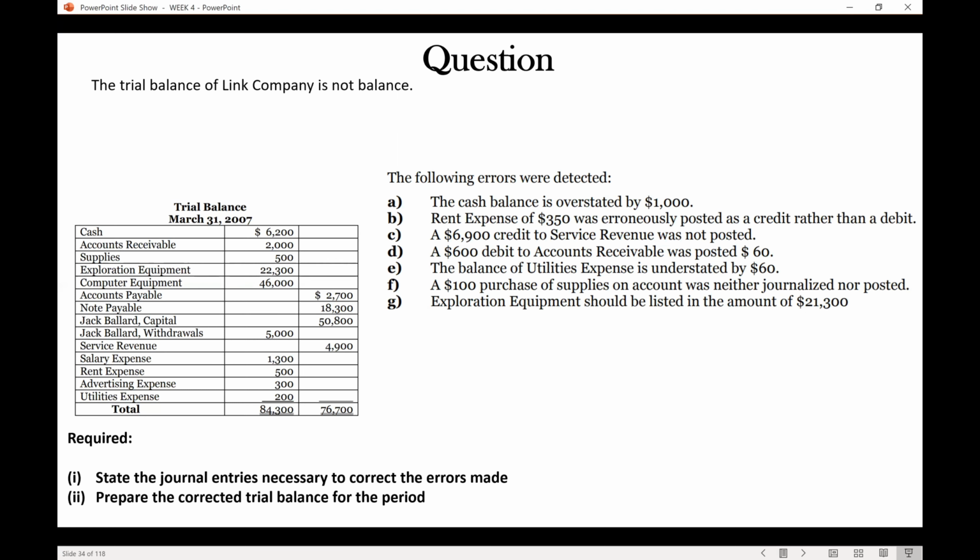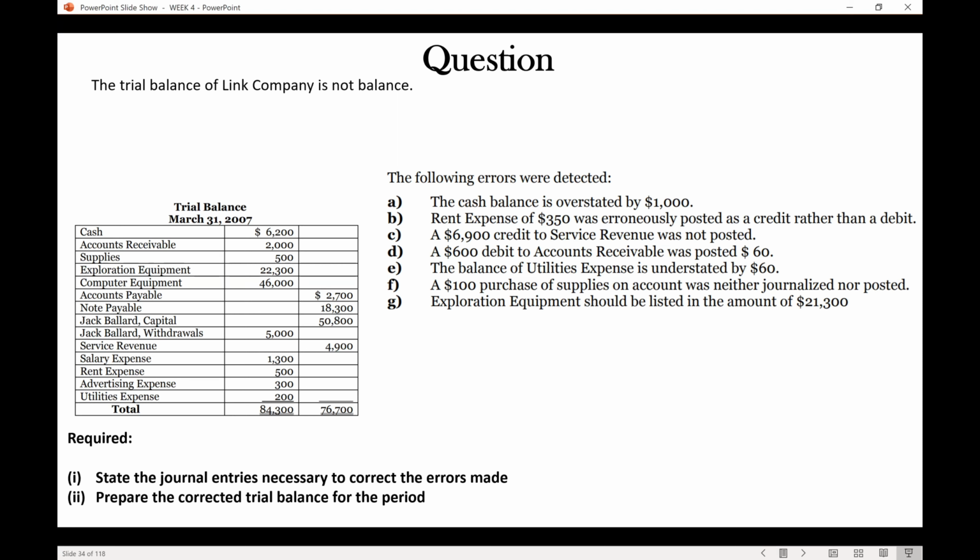The error detected was that exploration equipment should be listed in the amount of 21,300. So it said listed. That should be the closing figure. So let's look at our trial balance that we have and see what it was listed at. It was listed here at 22,300. So it was overstated. It's an asset, so it would mean that you would have debited it more than it should have been, right? And here we found the difference of how much. It's a difference of 1,000, right?